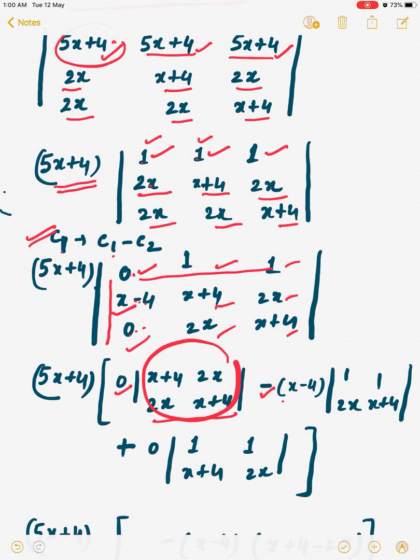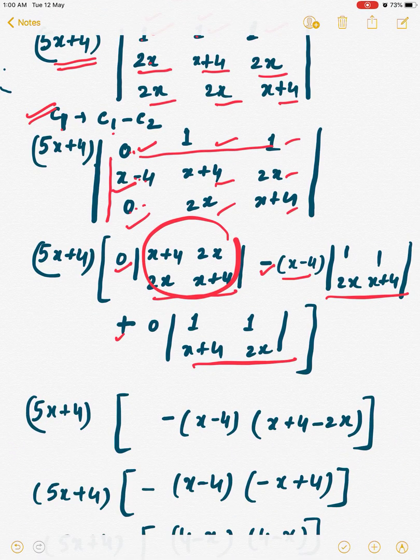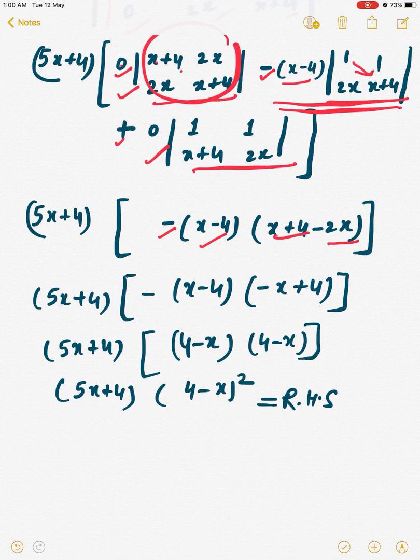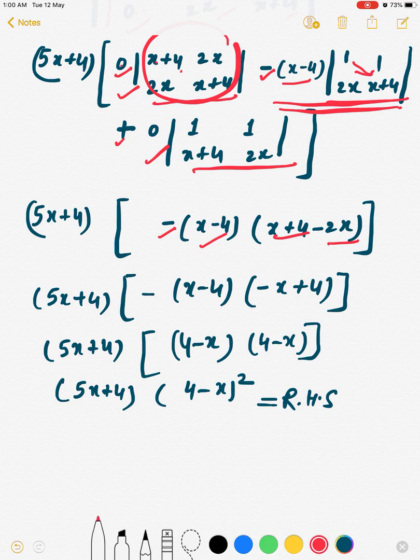Then negative symbol, second entry, and its minor. Then positive symbol, and its minor. Now I will simplify this minor. When 0 gets multiplied, this result will be 0 exactly, and this result will be 0 exactly. Now only this significant part will be remaining there. Minus x minus 4, this product minus that product. This is coming on subtraction.